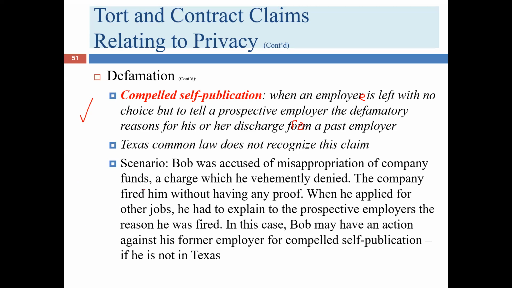Let's consider this scenario with Bob. So Bob's accused of misappropriation of company funds. He vehemently denies it. The company fires him without having any proof. He applies for jobs, and when he applies, they ask him, "Why'd you leave your other place of employment?" And he has to respond to the respective employers with a reason he was fired. Yes, he tells them that he denies it, but they're going to say, we don't want to invest in a guy that may be stealing from us in the future. So, under these scenarios, if Bob is in a jurisdiction that recognizes compelled self-publication, he may well have a claim against his former employer, but it's not going to work in Texas.